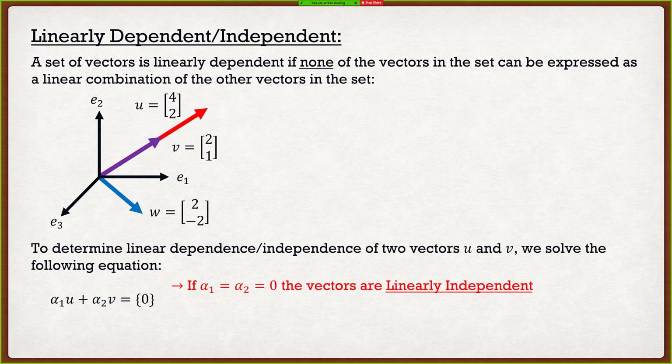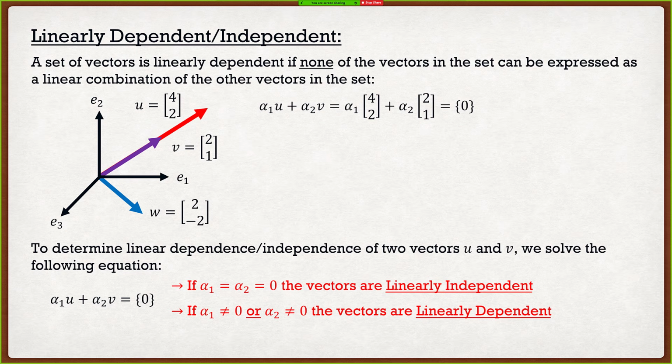What is alpha 1 equal to alpha 2 equal to 0? Well, that's actually the trivial solution. And I'm going to show you guys this, which will make a little bit more sense. The second one is that alpha 1 does not equal 0 or alpha 2 does not equal 0. So the key here is only one of them has to be nonzero. If I get alpha 1 is equal to 1, but alpha 2 is equal to 0, they're still linearly dependent. As long as one of those coefficients does not equal 0, they are linearly dependent.